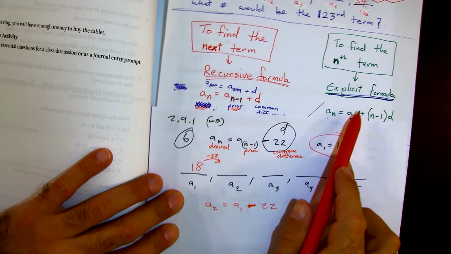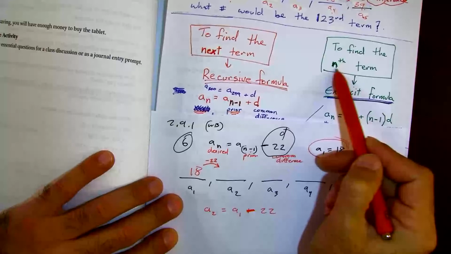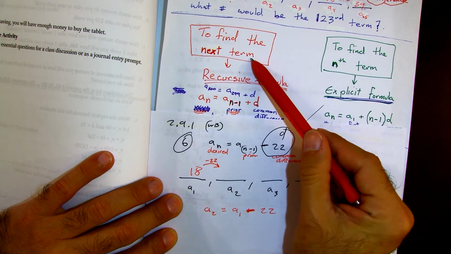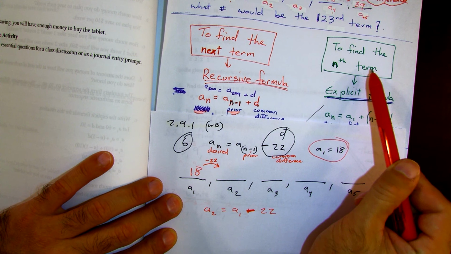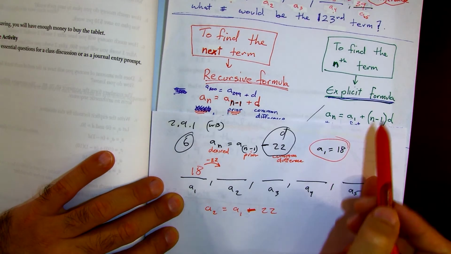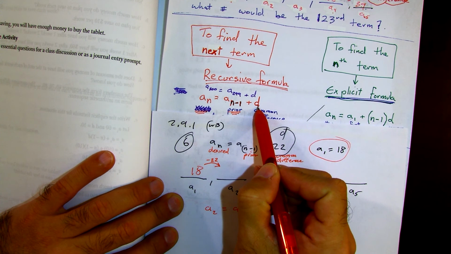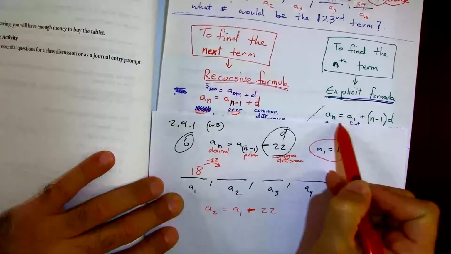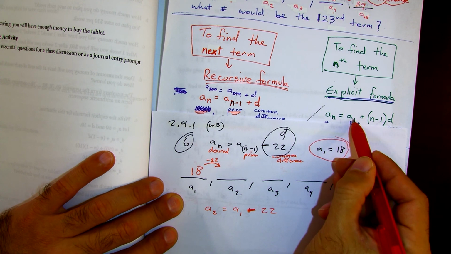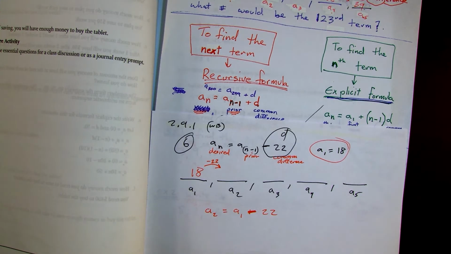Now, explicit is different, because with explicit we can look for any term. This is like advanced, right? This one is easier: how do you find the next term? This is like find the 2000th term. We could do it with this. The only information that's ever needed is the common difference, what term you're looking for, and also the first term. Those are the 3 things we need.